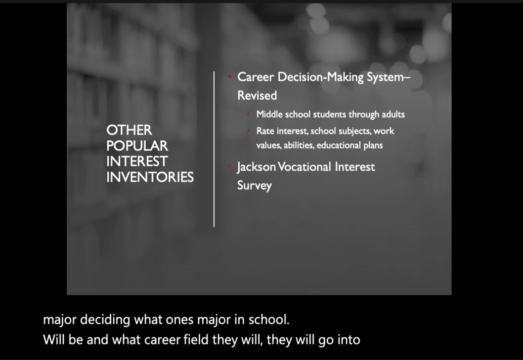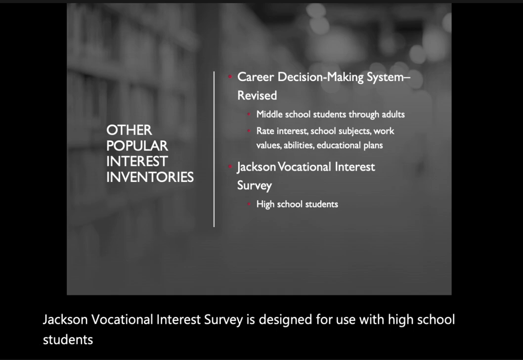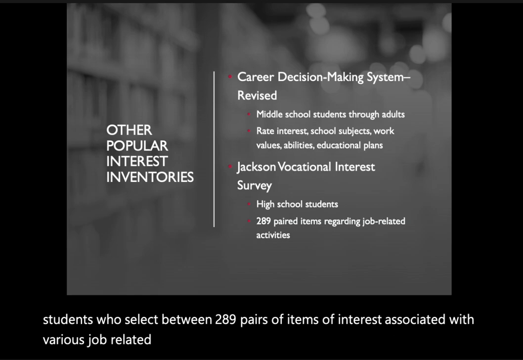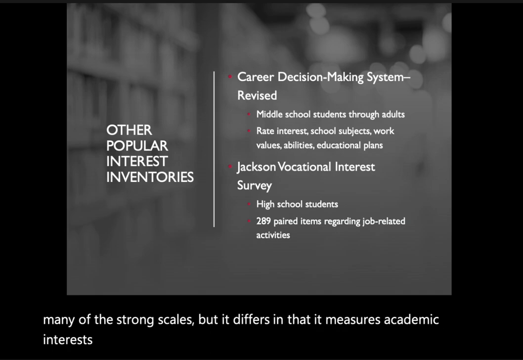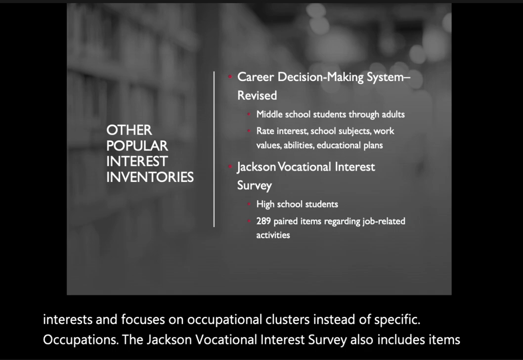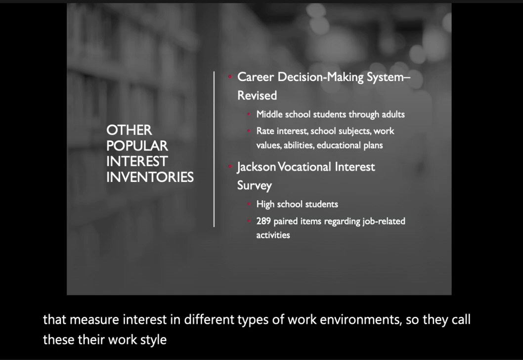And then the Jackson Vocational Interest Survey is designed for use with high school students who select between 289 pairs of items of interest associated with various job-related activities. This particular interest inventory parallels many of the Strong scales, but it differs in that it measures academic interests and focuses on occupational clusters instead of specific occupations. The Jackson Vocational Interest Survey also includes items that measure interests in different types of work environments. So they call these their work style items, as well as different types of work activities or work role items.